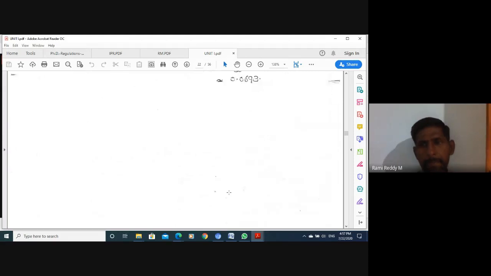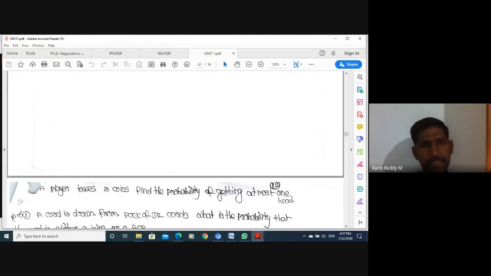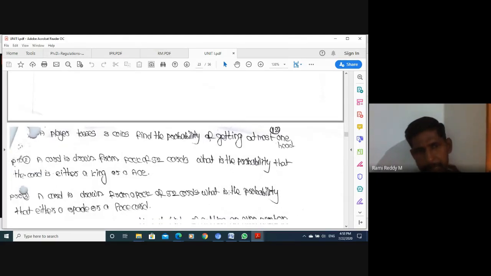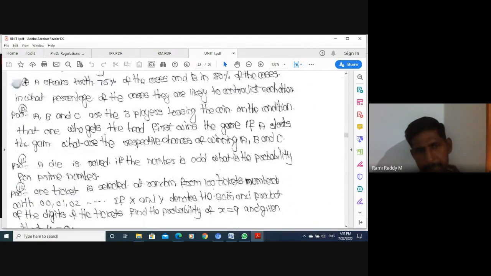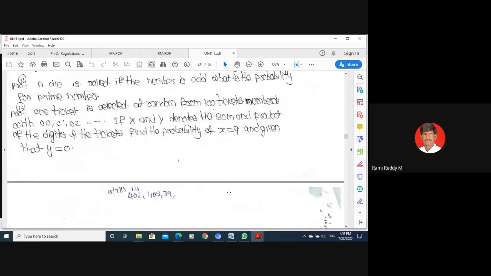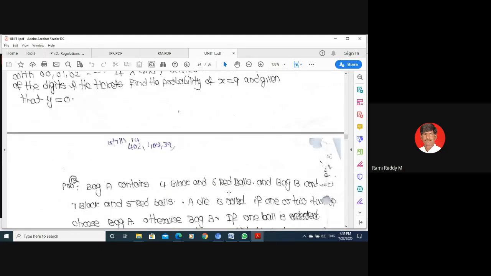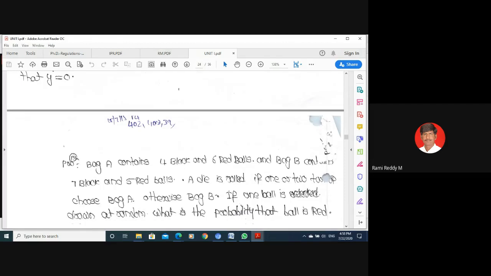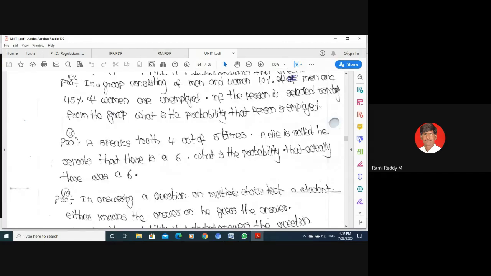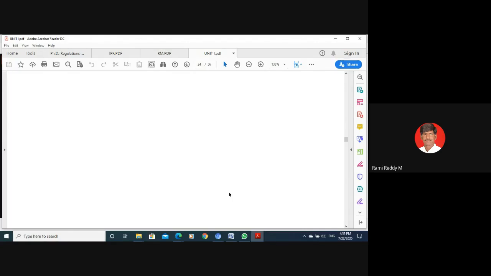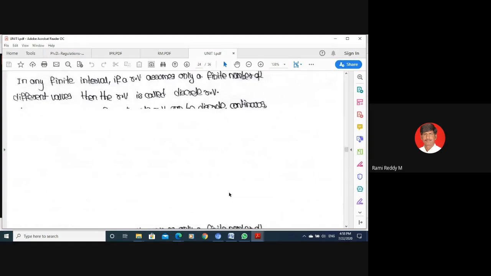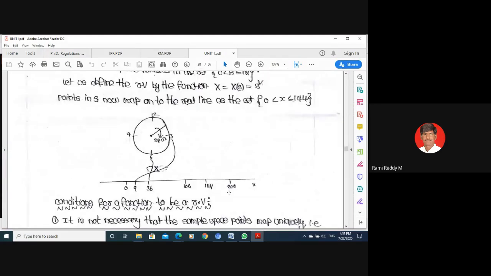With this, your first unit has been completed. Some assignment problems are there here. I'll be sending these assignment problems through mail. Please try to complete them. If you have any doubt, please come up so that we'll solve them on the board. The first part of the first unit has been completed.